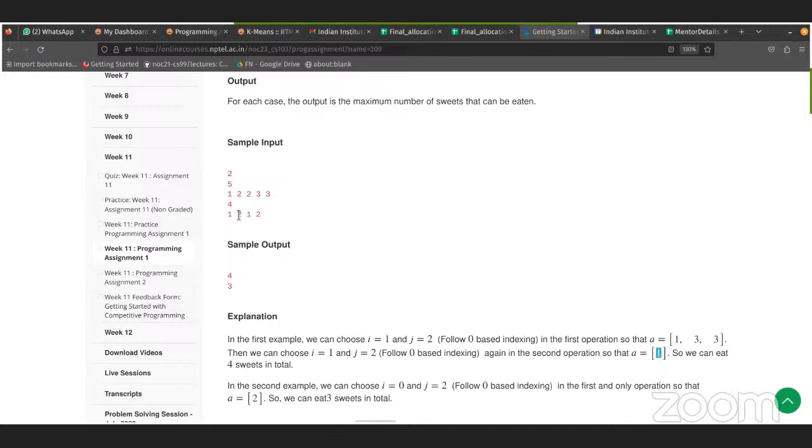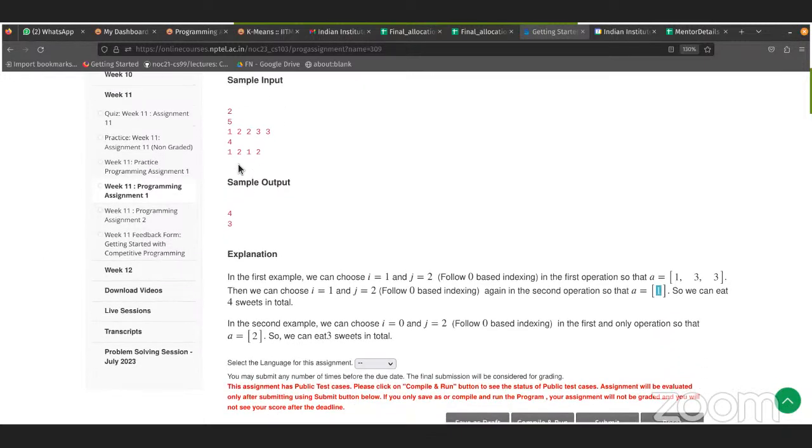Now here, if I select i equals 1 and j equals 3, or I choose i equal to 0 and j equals 2, I ate all these 3 sweets literally. So in some sense 1, 2, 1, I'll be left only with 2. So I can eat only 3 sweets in total.